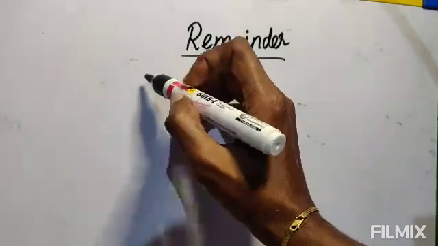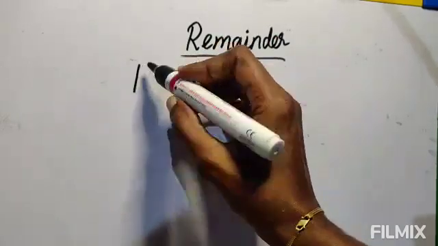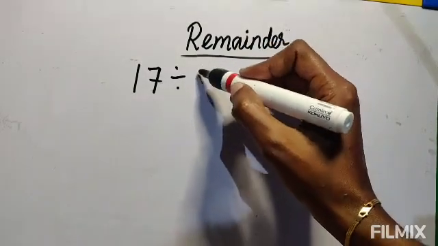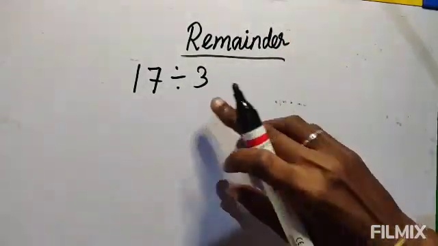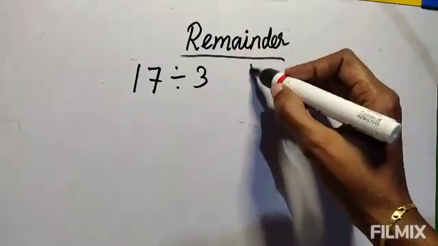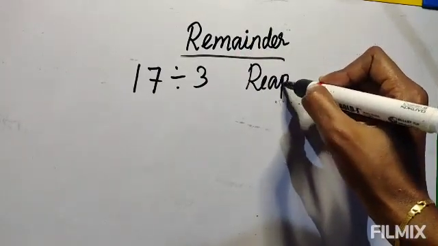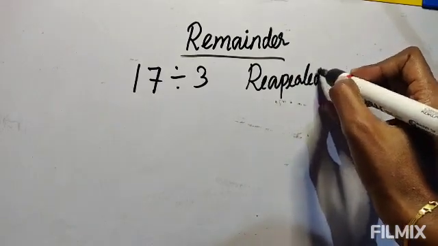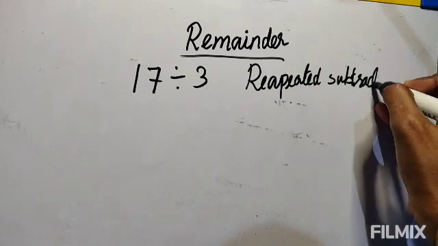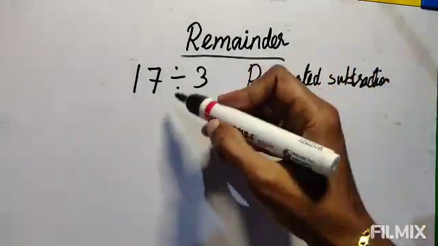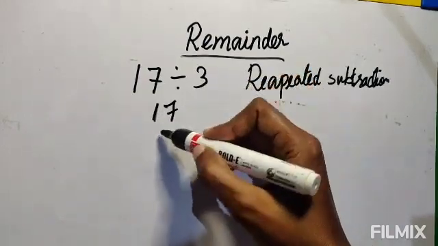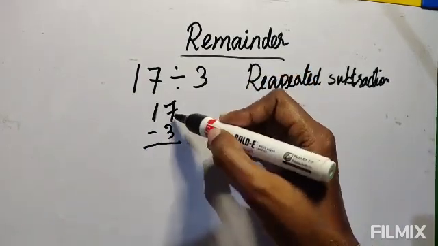Okay, suppose there is a number, 17 divided by 3. Let's find the answer by repeated subtraction.